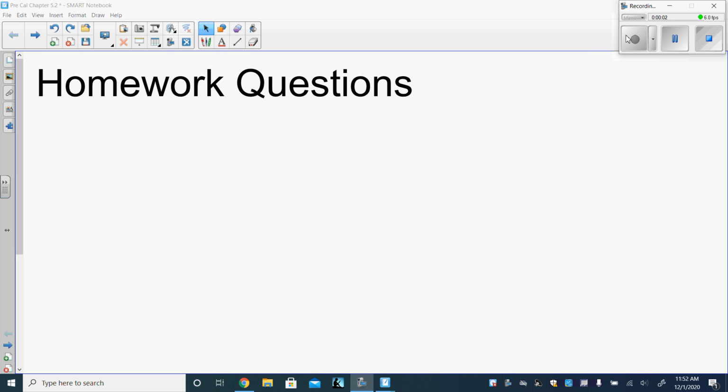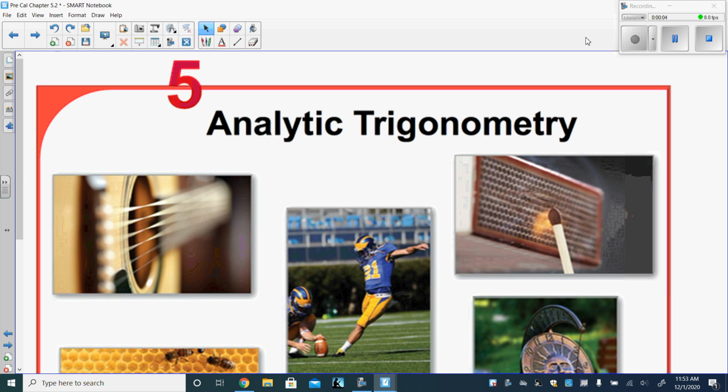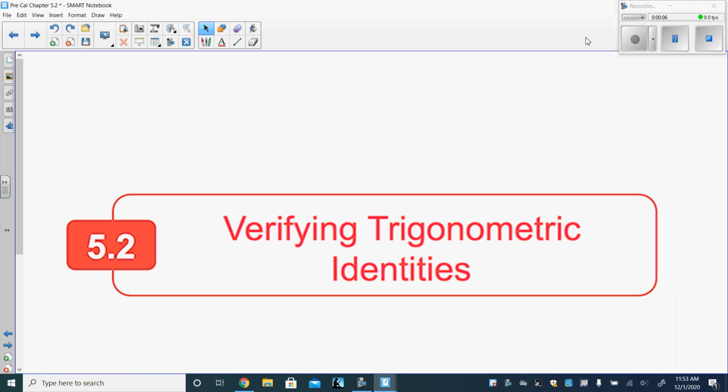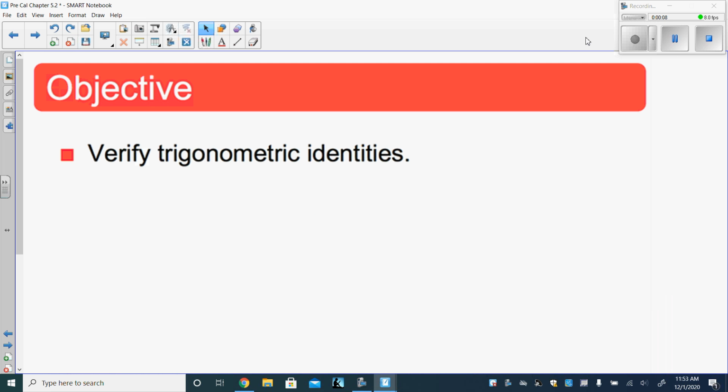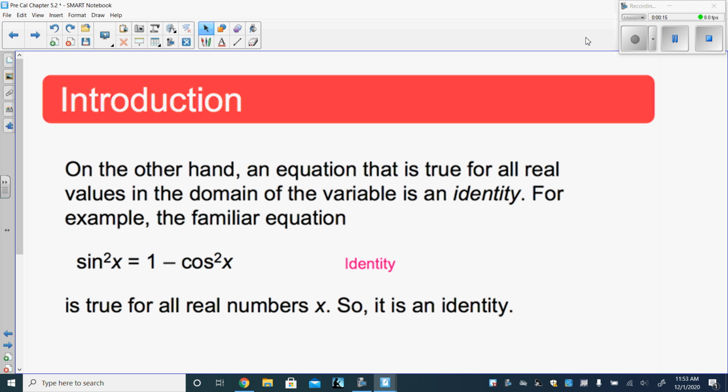All right, guys, so what we'll be covering today in our trigonometry lesson is verifying trigonometric identities. When we verify a trigonometric identity, we're given an identity like this: sine squared of x is equal to 1 minus cosine squared of x. We're given this identity and we're going to show that it's true. The way that we show that it's true is we either get the left side to be the exact same as the right, or the right side to be the exact same as the left.